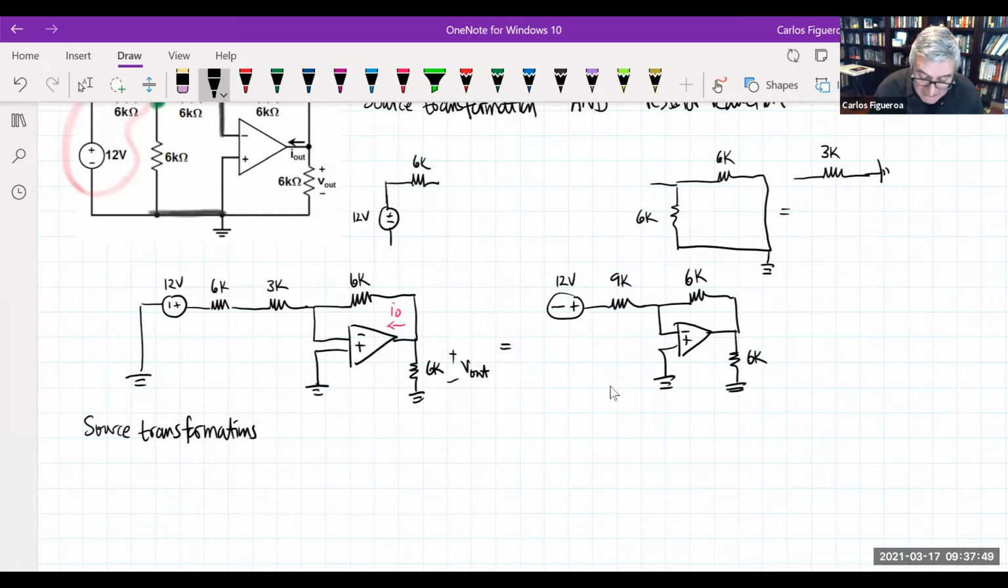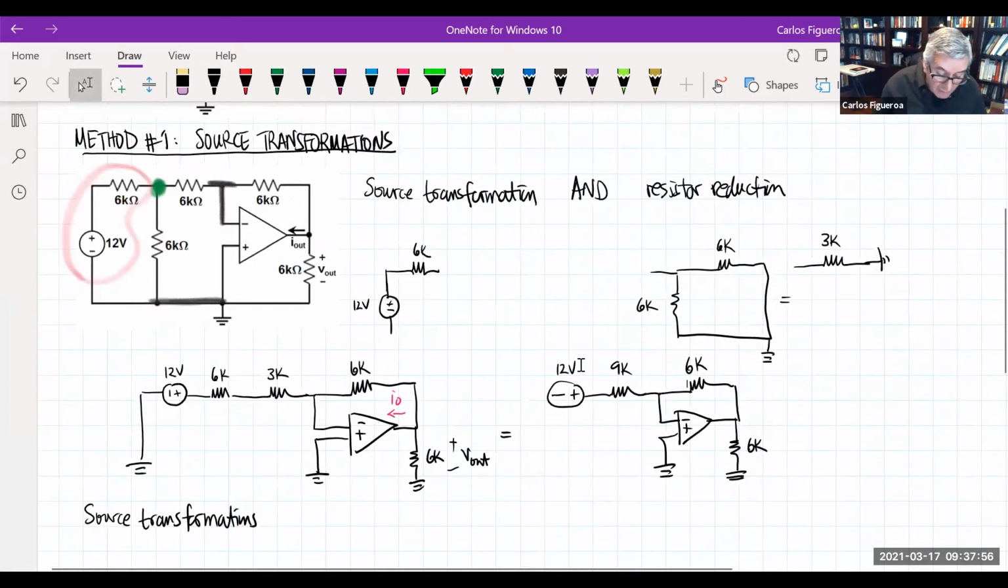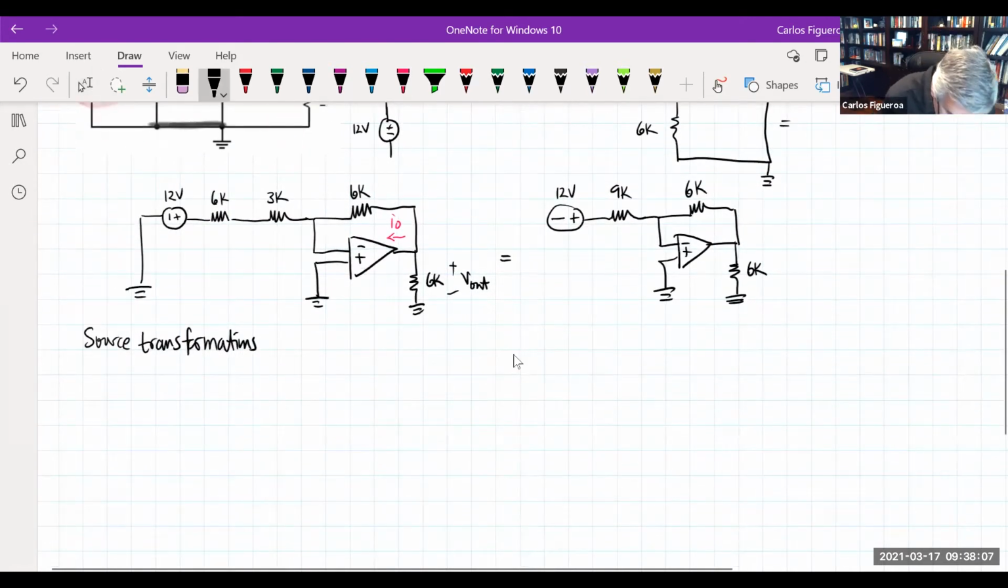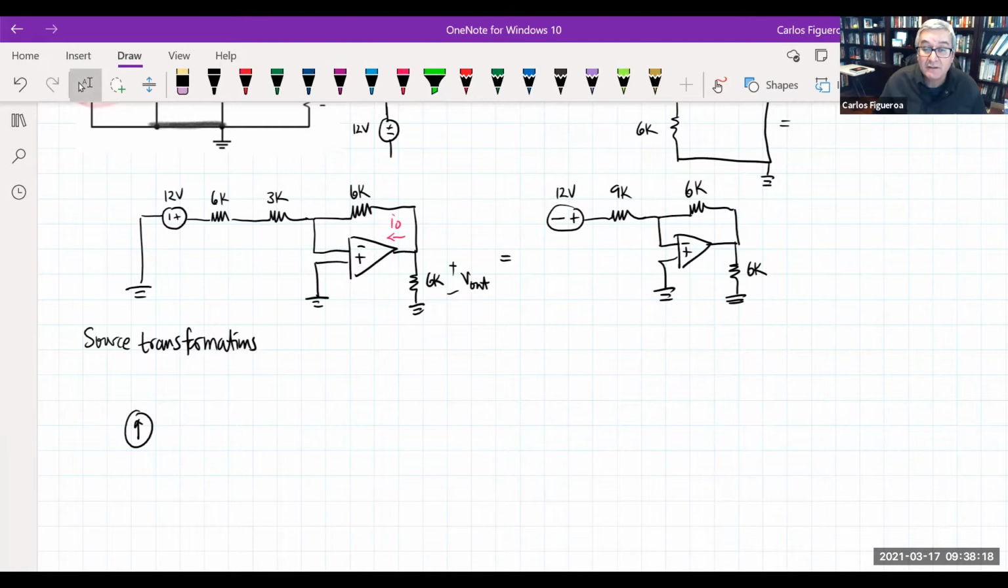Now, can I get the exact same thing with source transformations? I better. So if I do a source transformation on this guy, I'm going to get a 2K. Okay. So if I do that, I'm going to get a source transformation that looks like this. So I have a current source, which should be, what is that? That has to be 12 divided by 6K. So it's got to be a 2 milliamp source.